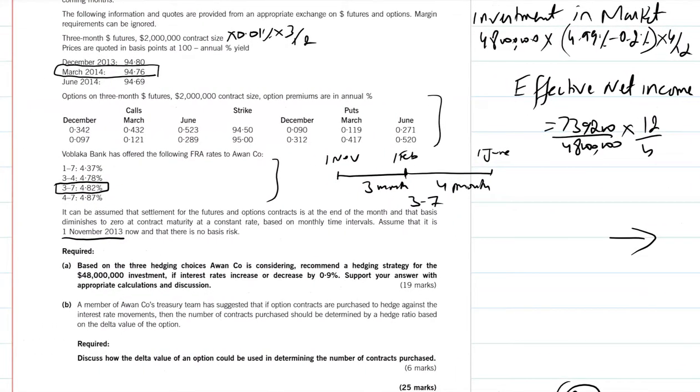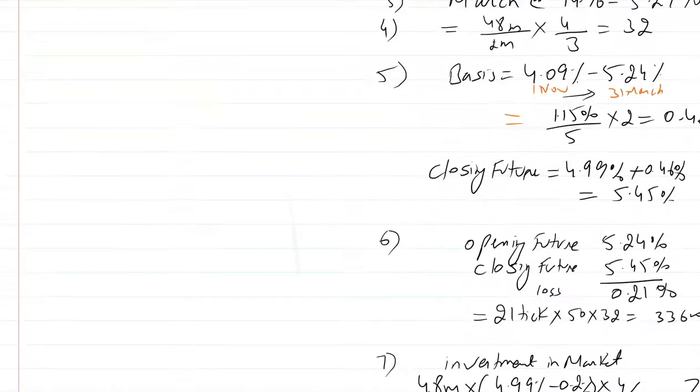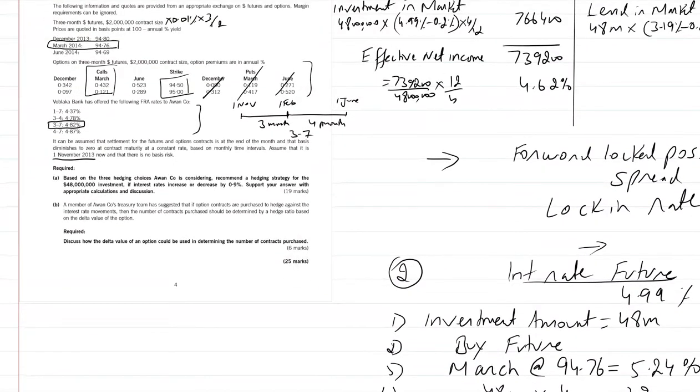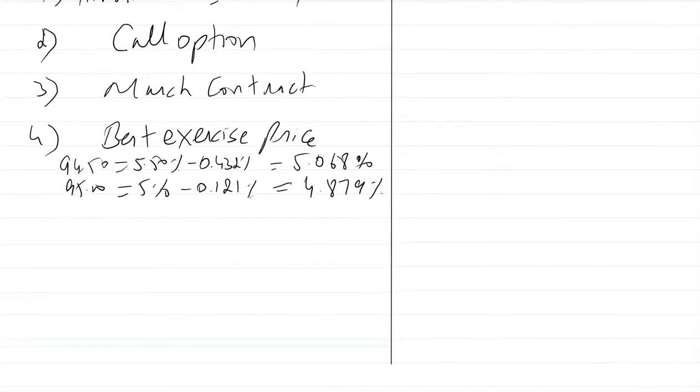We are not selecting the put option, so cancel the put option here. And March premiums are relevant. This is the strike price, 94.5 and 95. 94.5 means 5.5%. 95 means 5%. This is interest income because this is the case of lender. So deduct the premium cost. It will be 0.432 and 0.121. 5.0, 0.879%. So 94.5 exercise price is better.